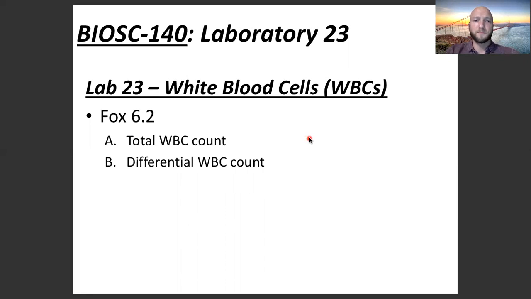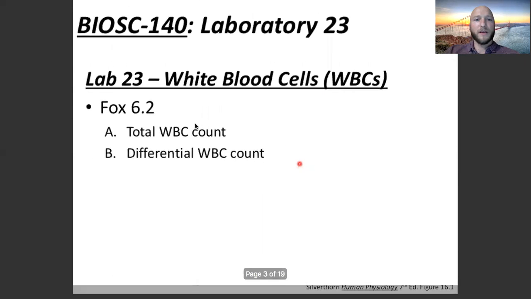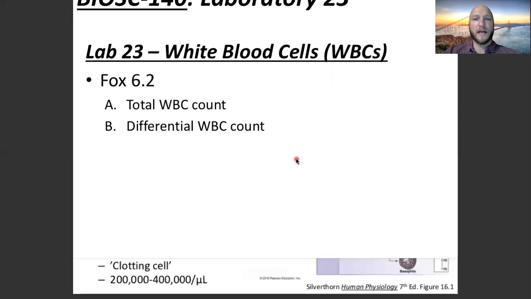All right, so there's a few procedures that we're doing in this lab. Some parts are similar to the red blood cell lab, and some parts are different than the red blood cell lab. So we're going to be doing a total white blood cell count. The procedure is similar to doing a total red cell count with a few changes. I'll make sure I point out those changes. Then we're going to do something called a differential white blood cell count.